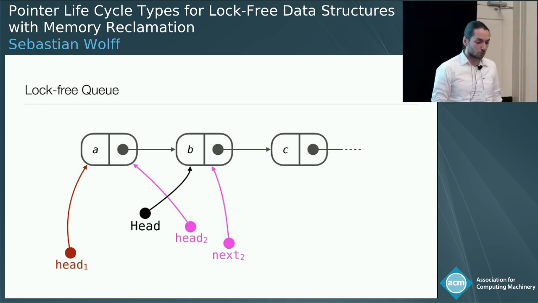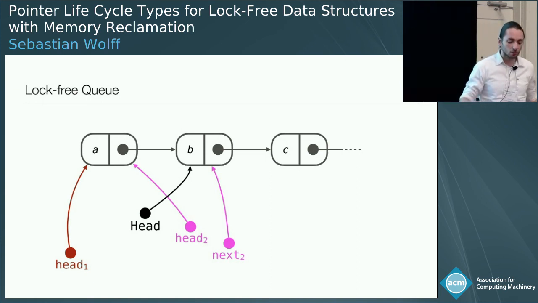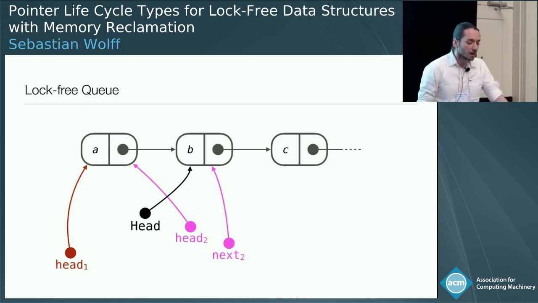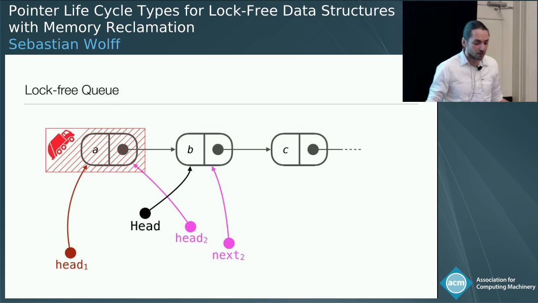If you're writing this program in a garbage collected programming language, we can just forget about node A because the garbage collector will take care of it. If you're implementing this queue in an unmanaged language like C or C++, we have to manually delete A.